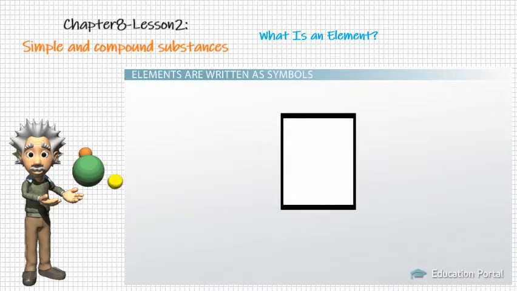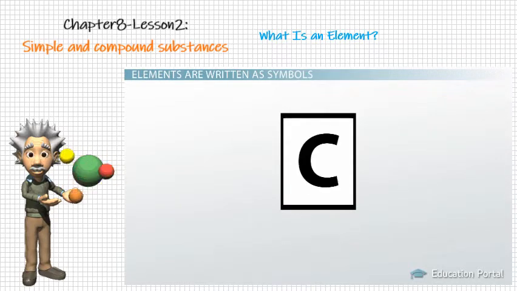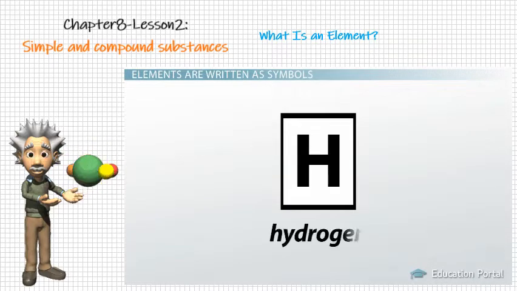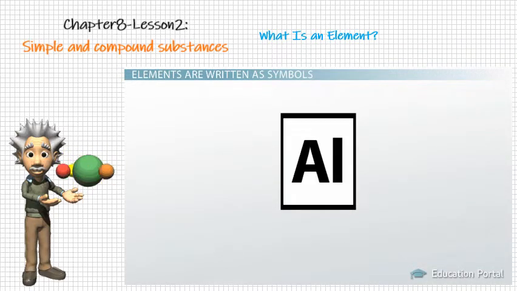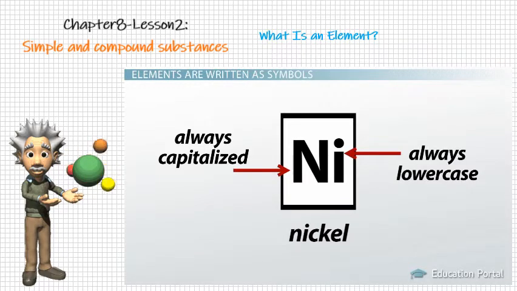Instead of writing the whole elemental name, elements are often written as a symbol. For example, O is a symbol for oxygen, C is the symbol for carbon, and H is the symbol for hydrogen. Not all elements have just one letter as a symbol, but have two letters. Like Al is a symbol for aluminum, and Ni is a symbol for nickel. The first letter is always capitalized, but the second letter is not.